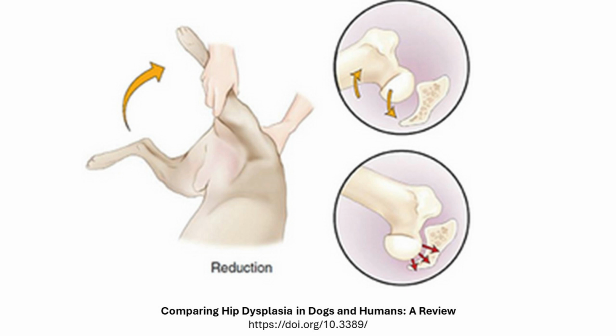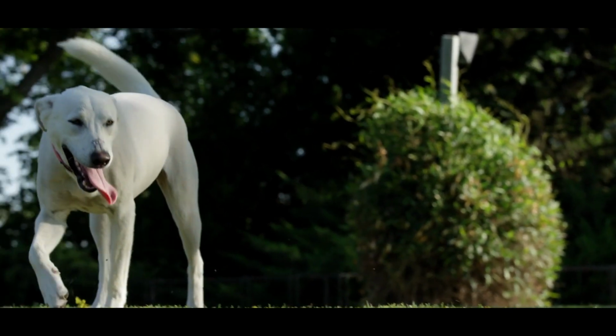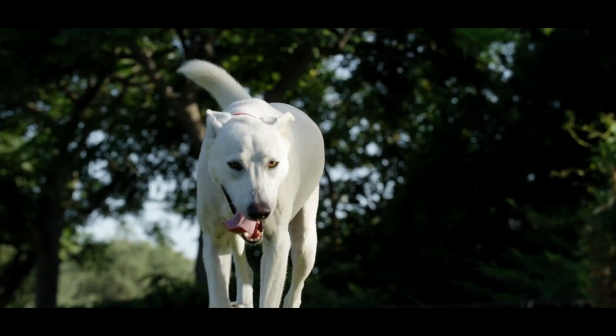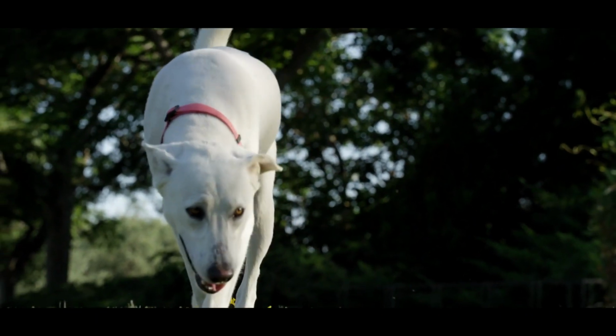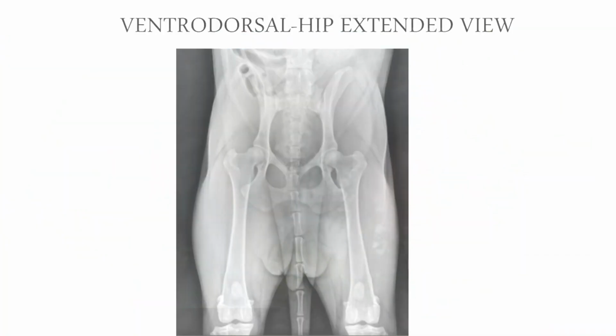A positive Ortolani sign is indicated by a palpable or audible click as the femoral head slips back into the acetabulum when the hip is abducted. This click signifies that the hip was partially dislocated and then reduced by the maneuver, suggesting hip laxity characteristic of hip dysplasia. As dogs age, compensatory mechanisms for subclinical lameness may become apparent.